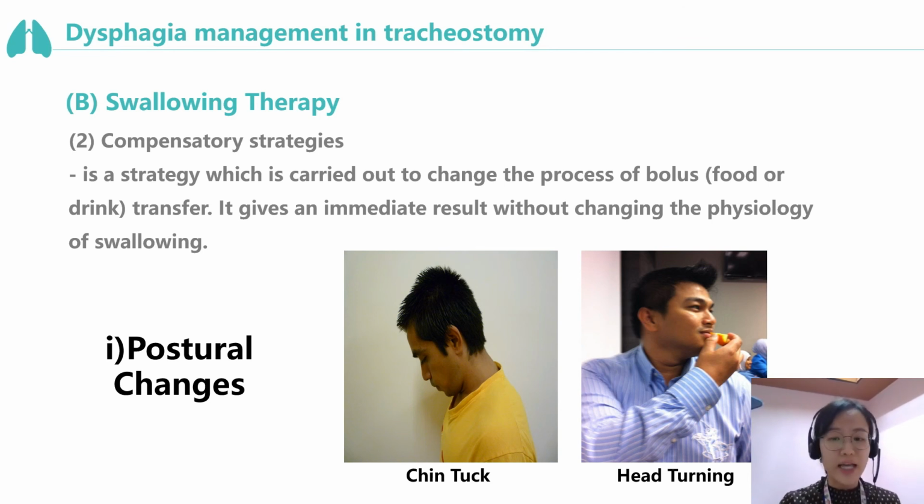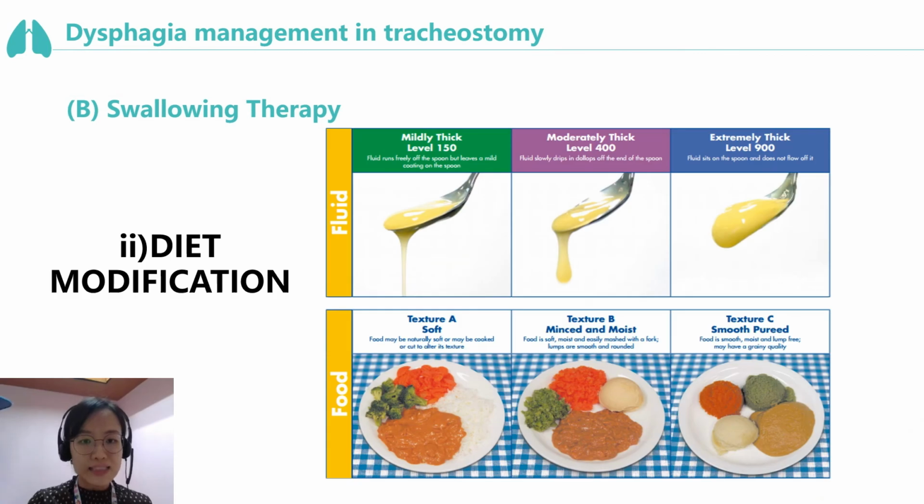On the right side is head turning to the weak side, to whichever side of the pharynx is weak. Like if we see there's pooling, let's say on the left side, then the patient has to turn to the left side and swallow. Okay, lastly, we have diet modification.